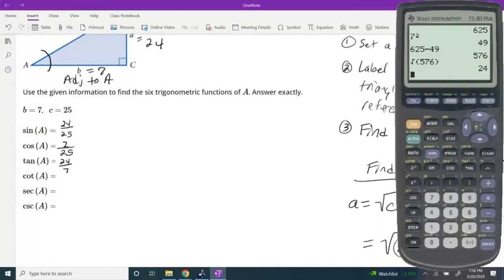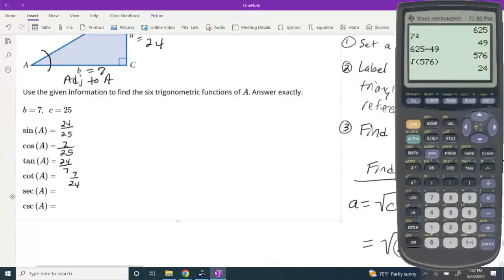And then we have our reciprocals, right? So we had the Chief-SOHCAHTOA to give us the first 3 trig functions. The other 3 trig functions are reciprocals. So the reciprocal of cotangent is tangent. The reciprocal means I'm just going to flip-flop the numerator and the denominator. So if the tangent is 24 over 7, its reciprocal, which is the cotangent, is 7 over 24.